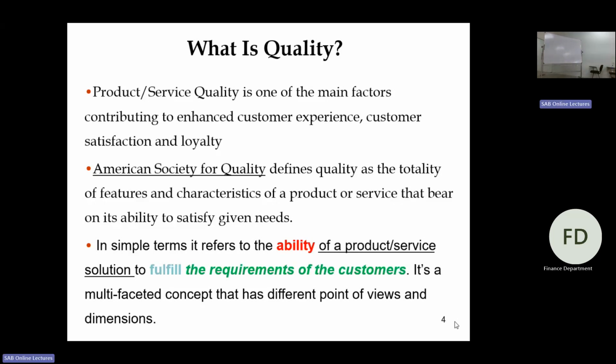The American Society for Quality is one of the accredited firms that define quality, quality management and all. They define quality in this way: the totality of features and characteristics of a product that bear on its ability to satisfy your needs. It doesn't depend on only one or two factors. It is the total, all the factors.